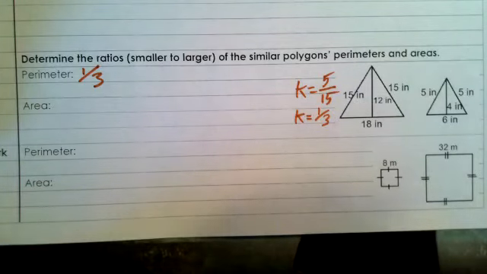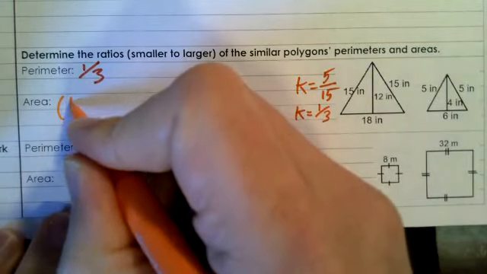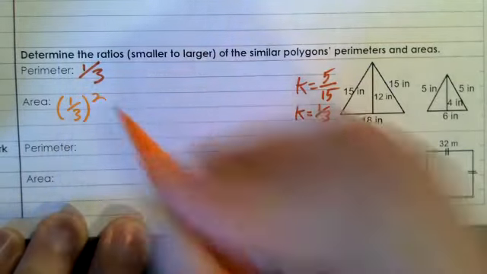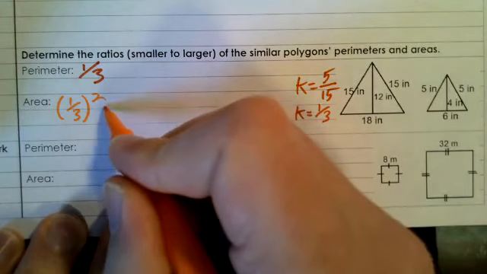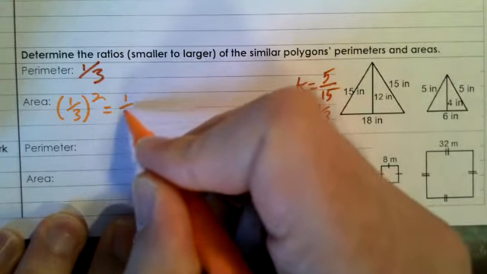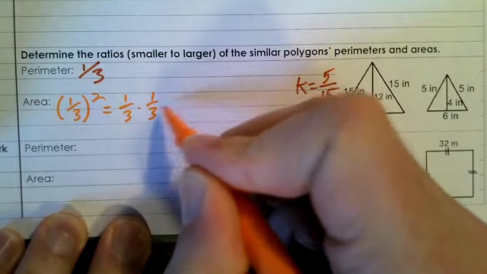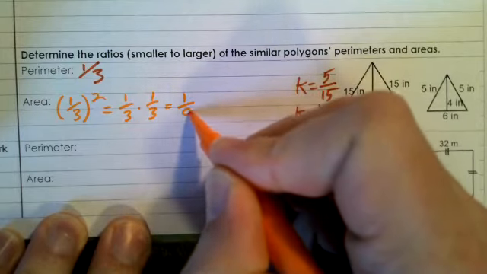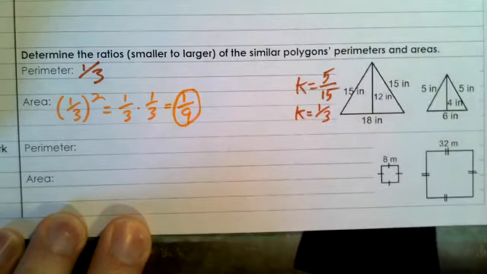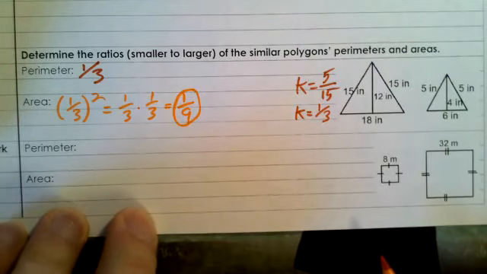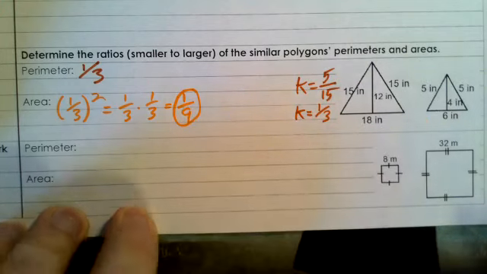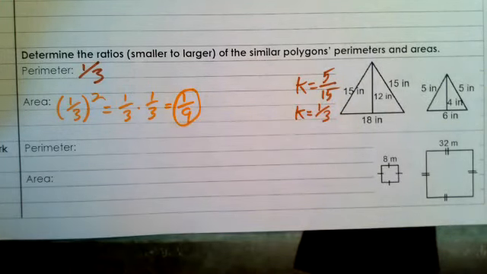For the area, however, I've got to change it. For the area, I've got to do 1/3 squared. So that's 1/3 times 1/3, which is 1/9. So this should be the area ratio of smaller to larger for those triangles.